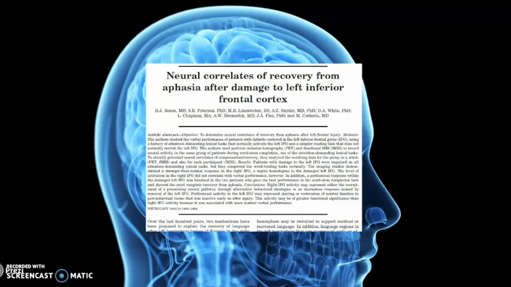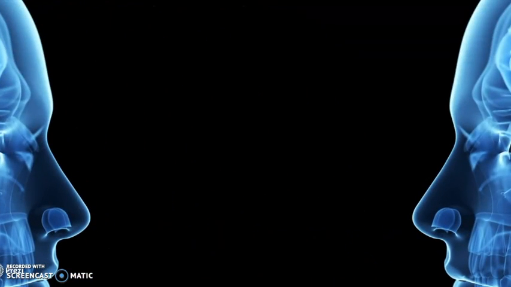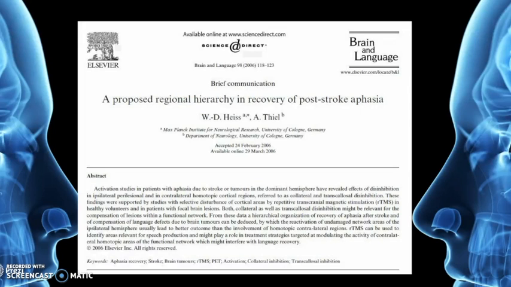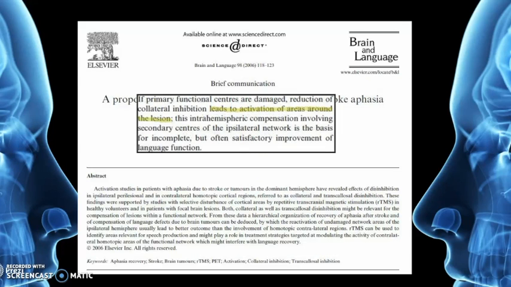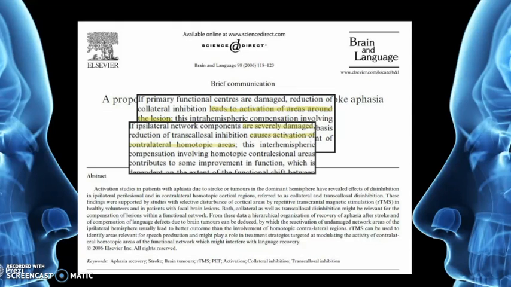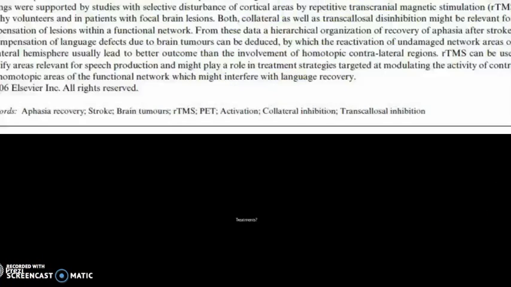But who's right now? Heiss and Thiel proposed a solution to the problem, which is also where most of the evidence points to. They proposed that minor damage to the language areas causes surrounding regions to compensate for the loss. However, if there's great damage, contralateral areas are activated for compensatory actions, but these actions only cause a minor improvement in language. Therefore, a full recovery of speech is only guaranteed if there is minor damage to primary functional language centers. But which treatments are available today?